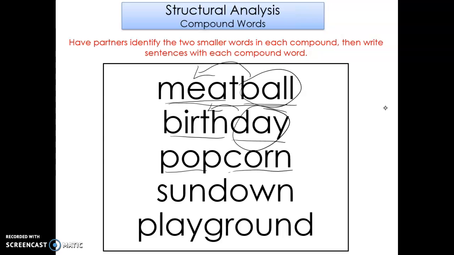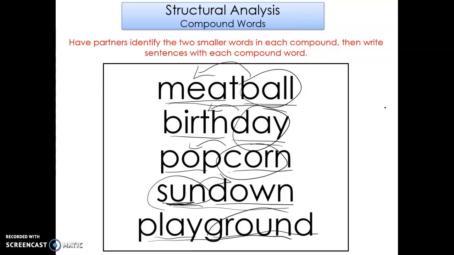Pop, corn. What is it? It's corn kernels which have been popped. Sun down. What is sundown? It is when the sun goes down. Playground. What is a playground? It's an area of ground or earth or a yard made for play.